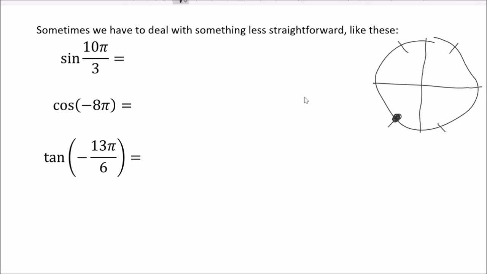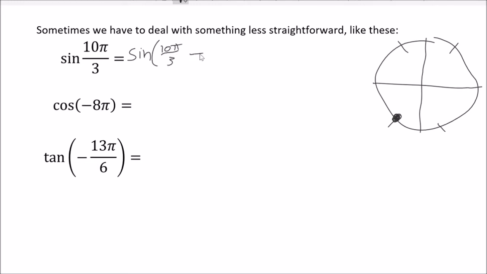Oh my goodness. So, guys, the issue is this is more than one full revolution around the circle. So, that's a visual way to deal with it. I also want to show you an algebraic way of dealing with it. Another way of considering what this means is it's gone around the circle too many times.